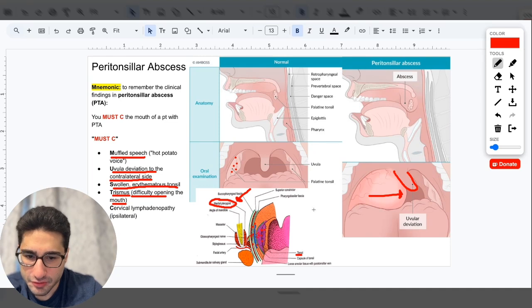And as our lymph nodes try to form an immune response, we're going to have enlarging of our lymph nodes. As a result, patients also see cervical lymphadenopathy on the ipsilateral side, most notably.